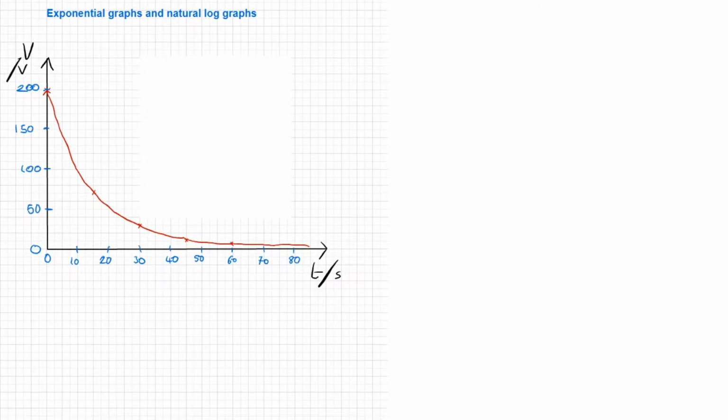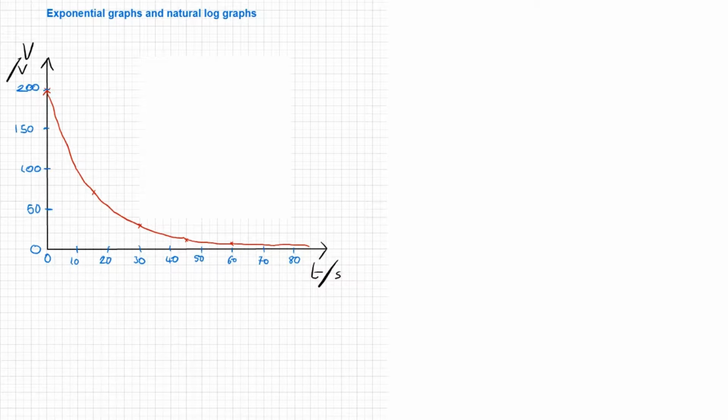So here's an exponential decay graph. This time it's the potential difference, so it's the potential difference across a capacitor as it decays over time. Now, how do we test that graph to make sure it's an exponential? Well, there's a couple of ways.